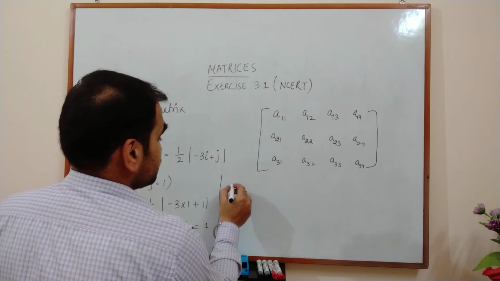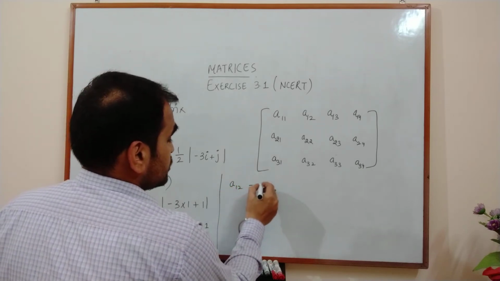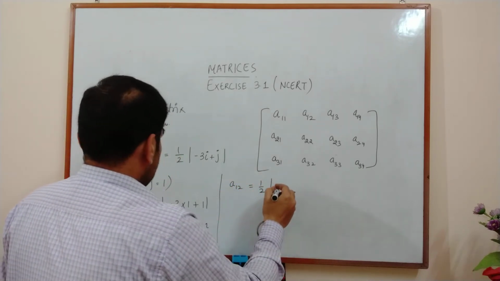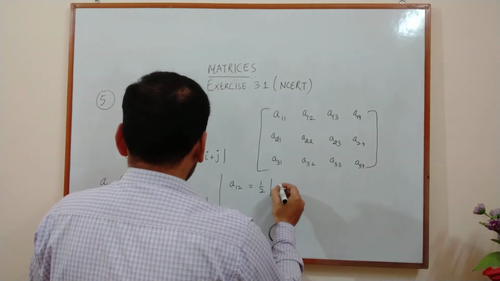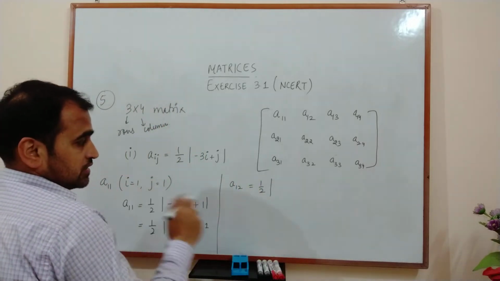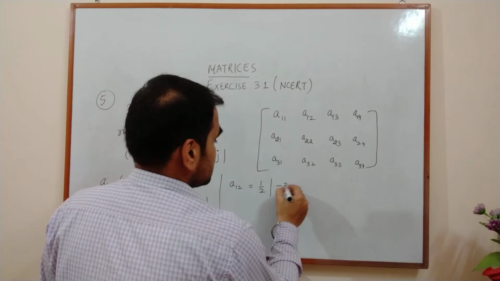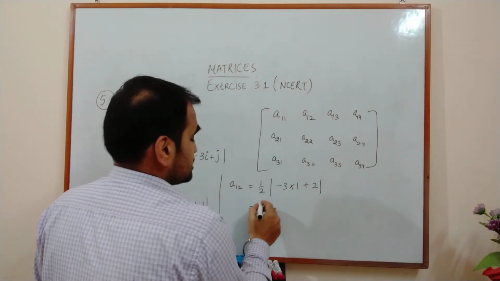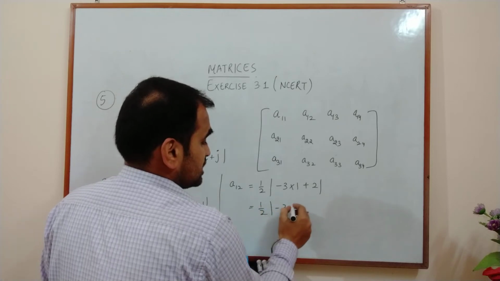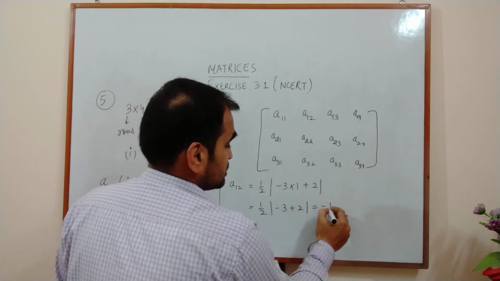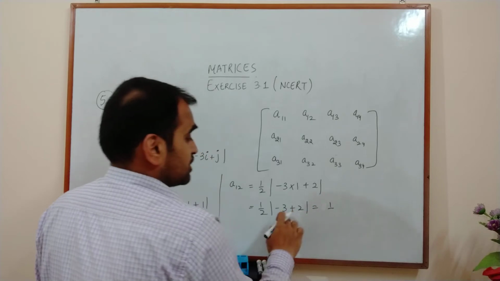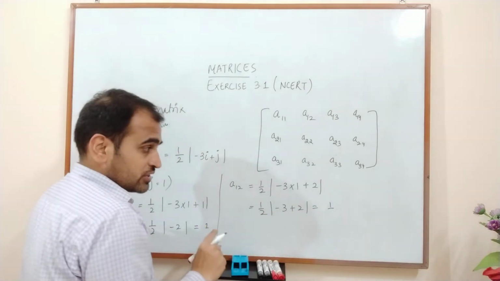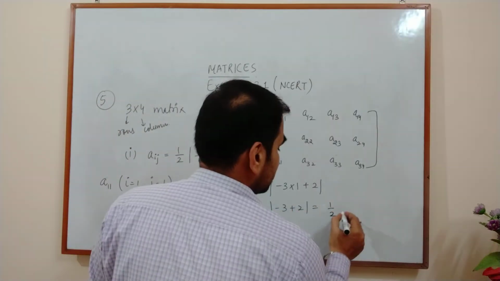Similarly we can compute the next element a12. So this is 1 by 2 of mod, here i is 1 and j is 2. If you use this formula, this is minus 3 into 1 plus 2, and simplifying, 1 by 2 of minus 3 plus 2, that is minus 1, and minus 1 because of this mod will be converted to a positive value. So 1 by 2 is the second number.